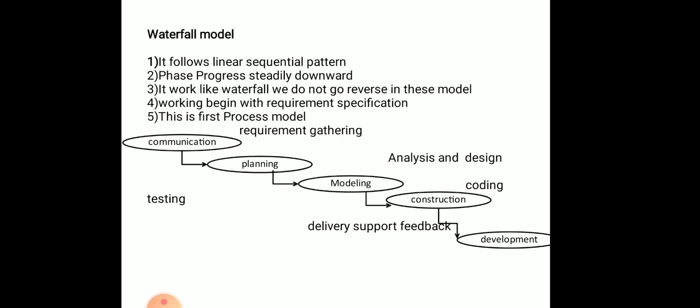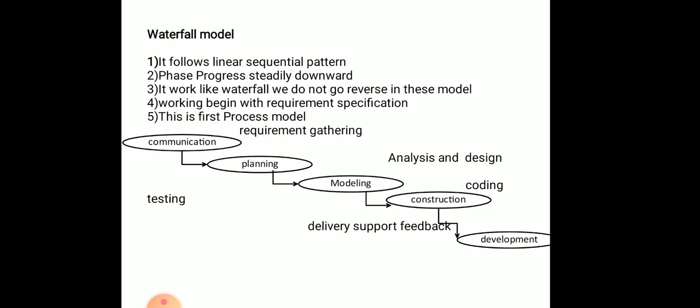There are five phases of the waterfall model. First one is the communication phase, second one is the planning phase, third one is the modeling phase, fourth one is the construction phase, and last one is the deployment phase. Okay, we will see them one by one. First, the communication phase. In the communication phase, we gather the requirements of the customer. Then next phase, planning. In the planning phase, we plan the gathered requirements of the customer, how to solve that.